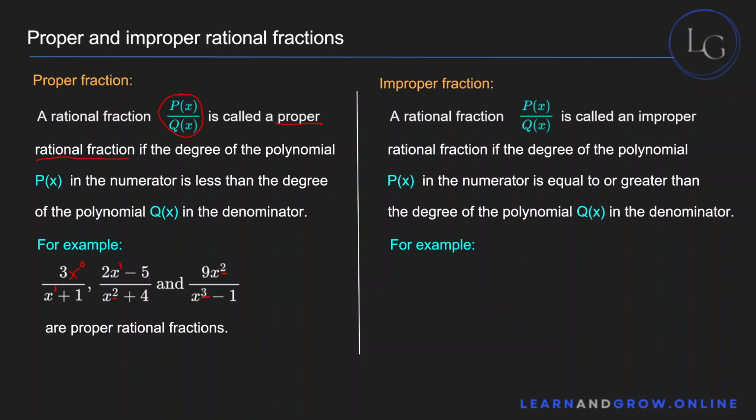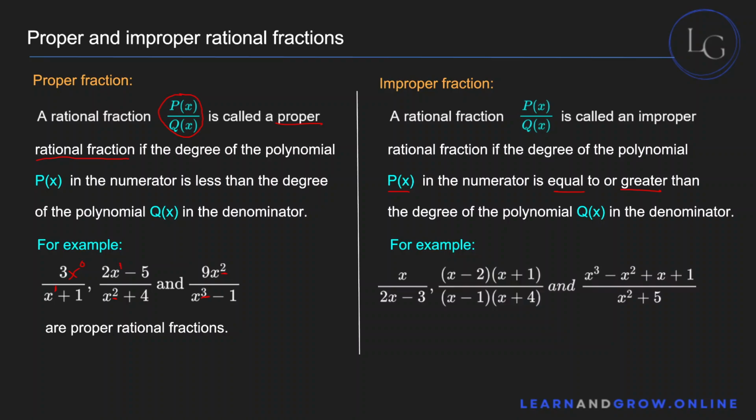So in an improper fraction, the degree of the polynomial p of x in the numerator is equal to or greater than the degree of the polynomial q of x in the denominator. So for example, you have these three rational fractions. The highest degree of x is 1 over here in the numerator, and the highest degree of x in the denominator is also 1. So they're equal. 1 is equal to 1. So this is an improper fraction.